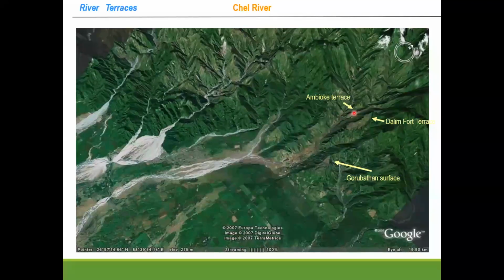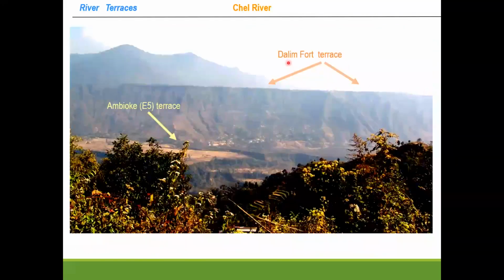Okay. So if you look at this in the field, they look like this. So there's the highest terrace. This is your main mountain front, Labha Ridge. Okay, so this is your Darjeeling Fort terrace. And again, this was at the river level at some point. Again, below that, you have the Ambiok terrace. This was also at river level at some point. And the river is actually deep down here.